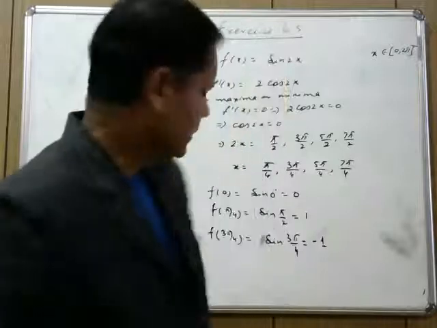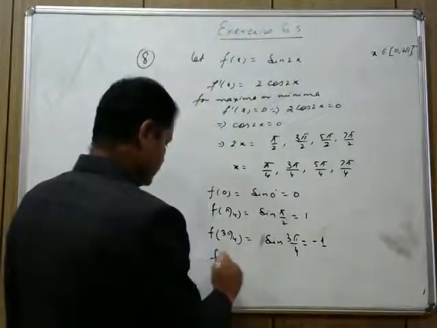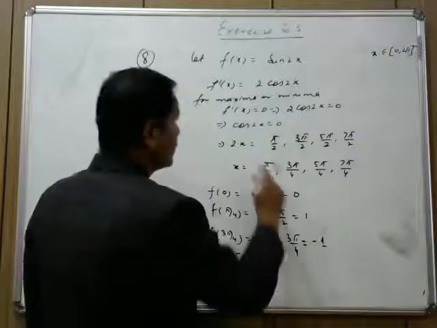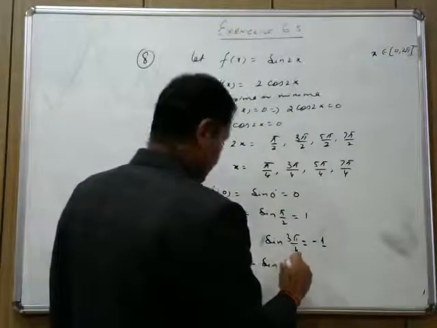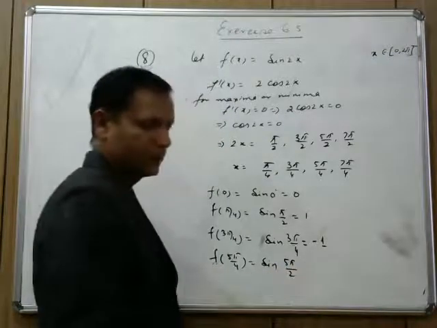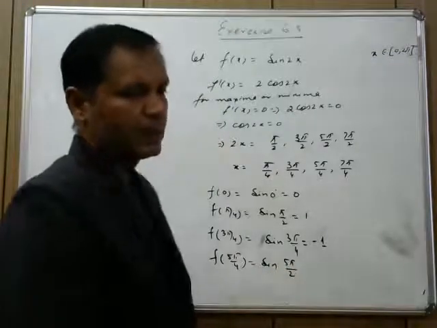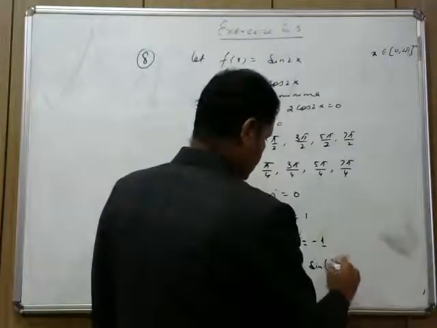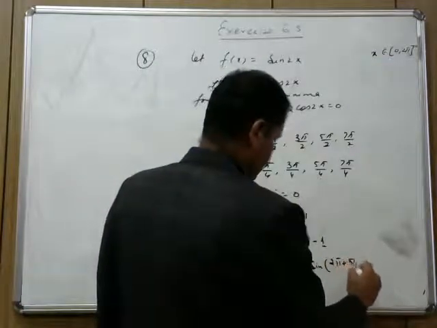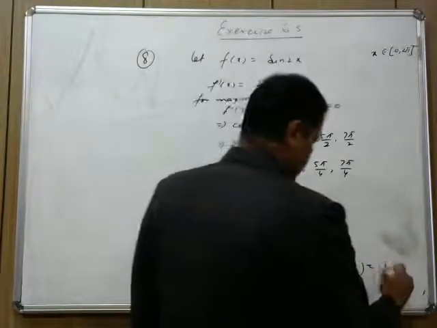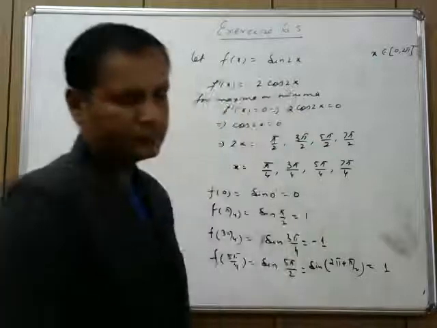Now at 5 pi by 4, f of 5 pi by 4, we will get sine of 2 into 5 pi by 4, which is sine 5 pi by 2. What can I write? 2 pi plus pi by 2. That is equal to sine of 2 pi plus pi by 2, which is in the first quadrant. Sine 90, how much? 1.